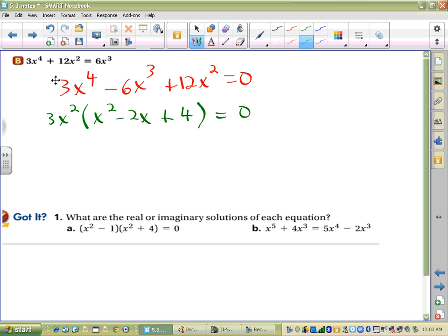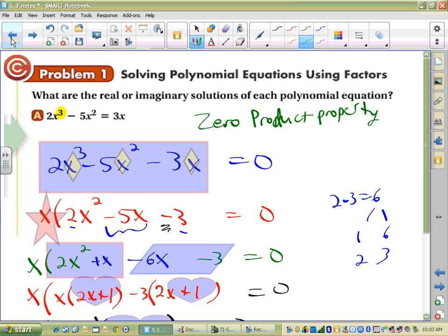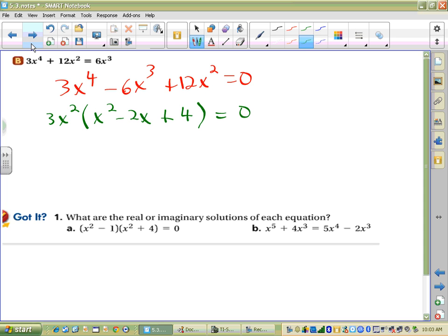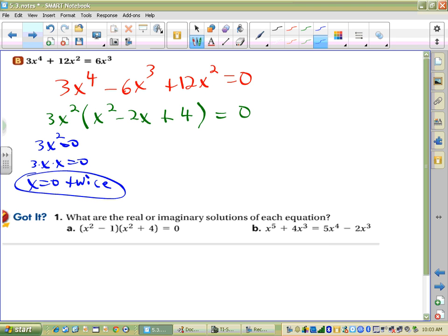Now let's see what the directions said. What are the real or imaginary zeros of each? Okay, I know that 3x squared equals 0, which tells me that x equals 0 twice, or with a multiplicity of 2. What that means is when I graph that polynomial function, the graph is going to appear quadratic near the origin.